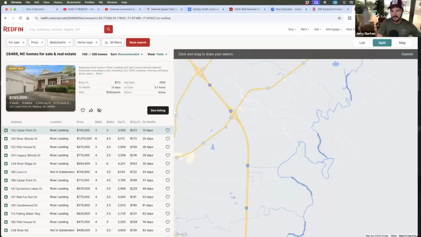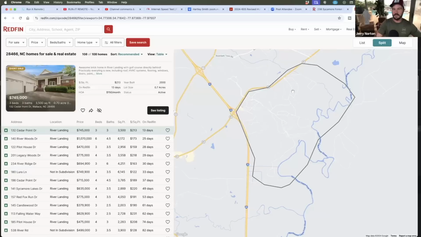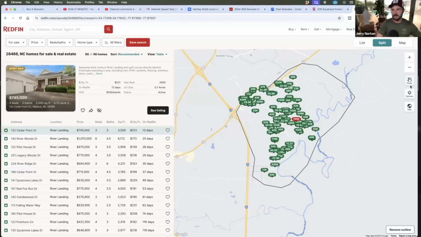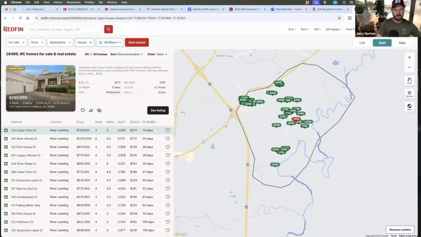My market is basically follow along this 40, come down here, branches over here, wraps around this little river system like that. Okay, so that's our market. That's our neighborhood. So I isolated that. Now what I'm going to do is I'm going to say, okay, well, I just want to see houses.